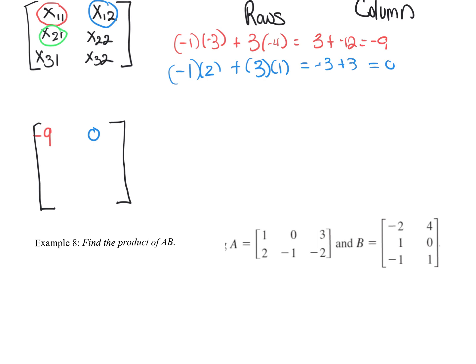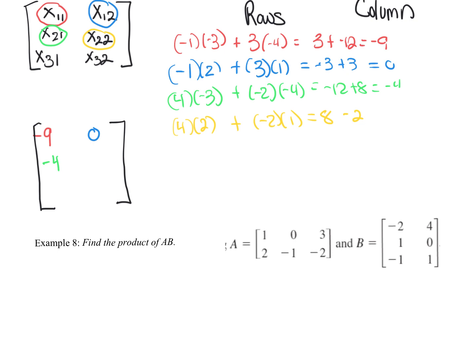Then I'm going to do this one. This is row 2, column 1. So you do 4 times -3 plus -2 times -4, -12 plus 8, negative 4. This one right here is row 2, column 2. So I'm going to get 4 times 2 plus -2 times 1. So it's going to be 8 minus 2, which is 6. So this entry right here is a 6.